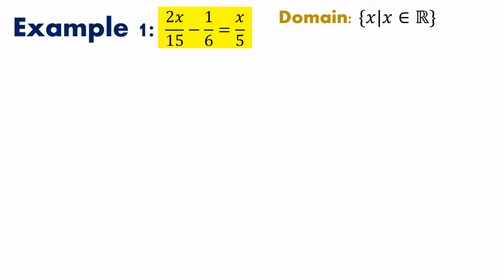In example 1, we are given 2x over 15 minus 1/6 is equal to x over 5. Since the denominator of each term is never 0, the domain of the rational equation is the set of x such that x is an element of the set of real numbers. Our solution will be as follows.